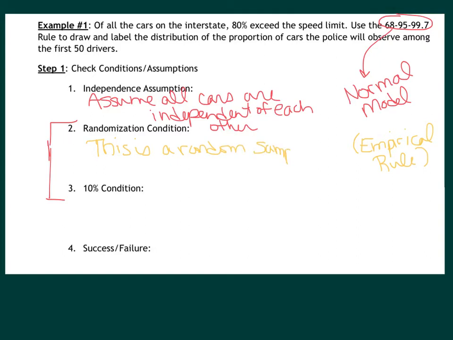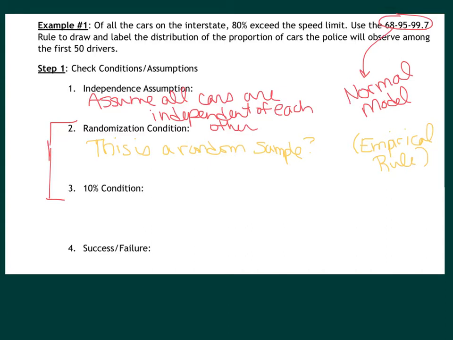So now, in this case, they don't actually specifically say that, so I'm going to just put a question mark there. But know that the independence assumption is strong enough to overrule this one. So usually, they will say specifically they randomly choose 50 cars.